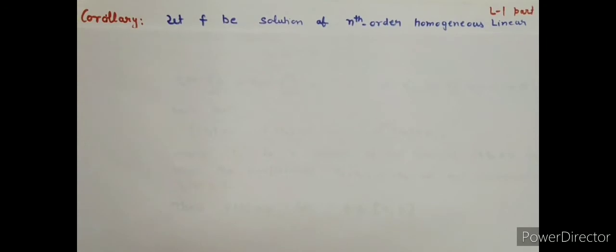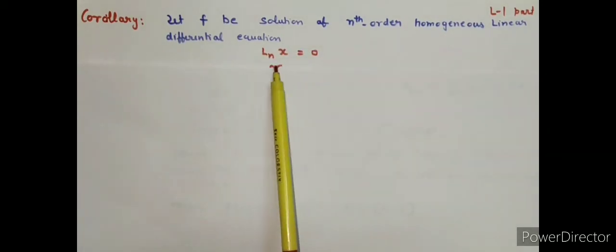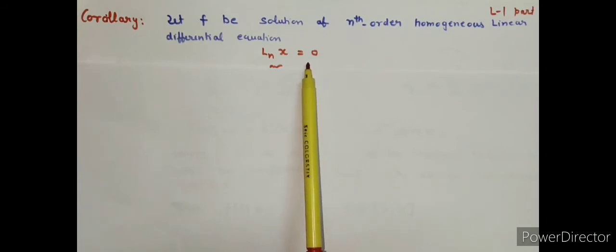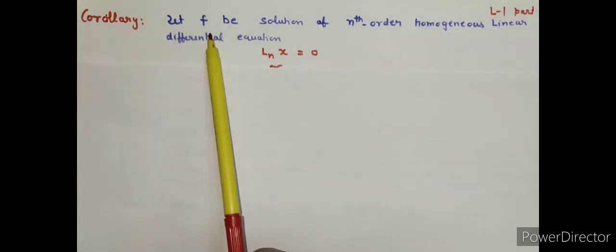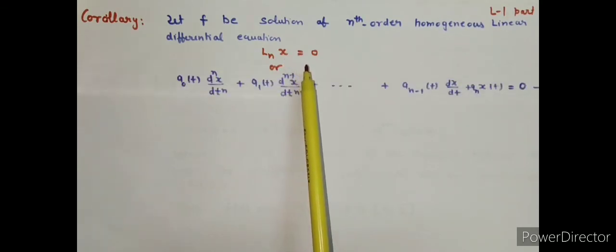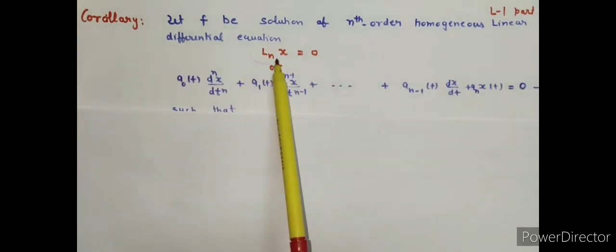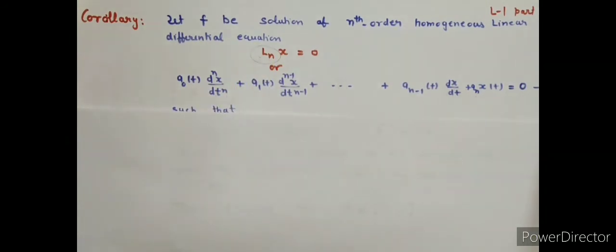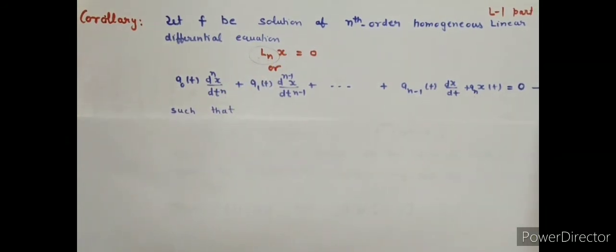Now we have an important corollary related to this theorem. If the right hand side of equation 2 is equal to 0, it means I have an nth order homogeneous linear differential equation, that is Lx is equal to 0, and I am saying f is a solution of this differential equation. I can write this L operator in this form also, which is my standard form notation.